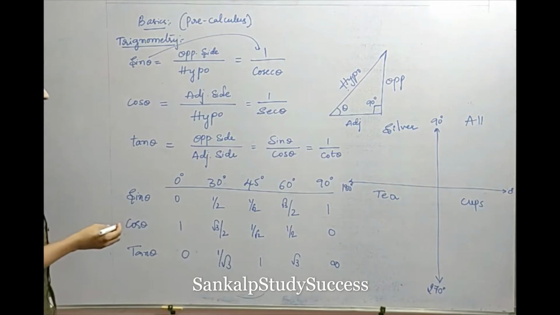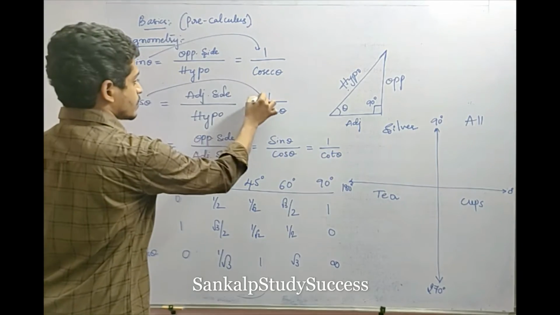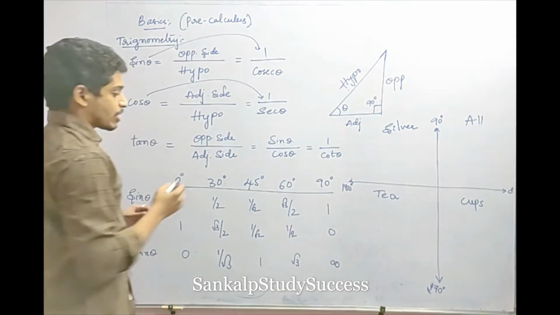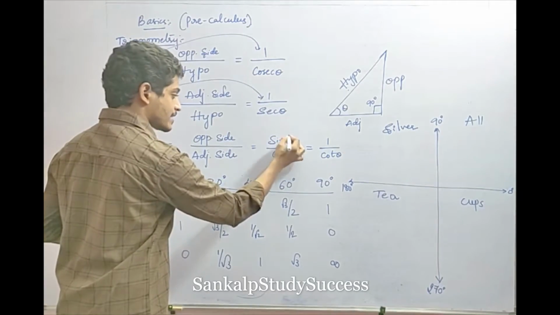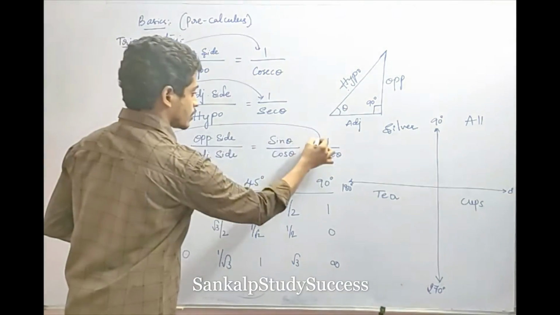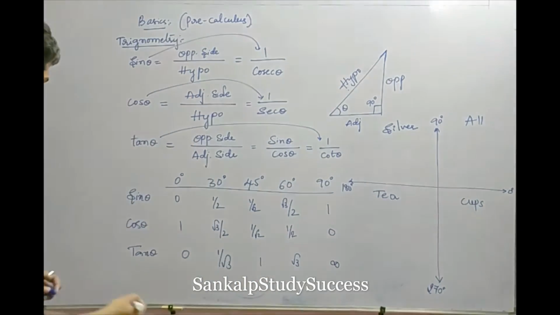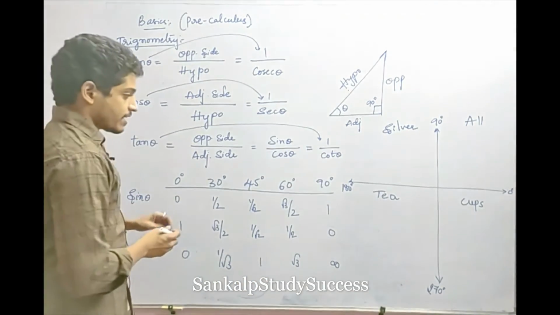Cos theta is inversely related to secant theta. Next, tan theta is nothing but opposite side by adjacent side. We can also write tan as sine by cos, and it is inversely related to 1 by cot. Right, friends? So these are the different values at different angles.